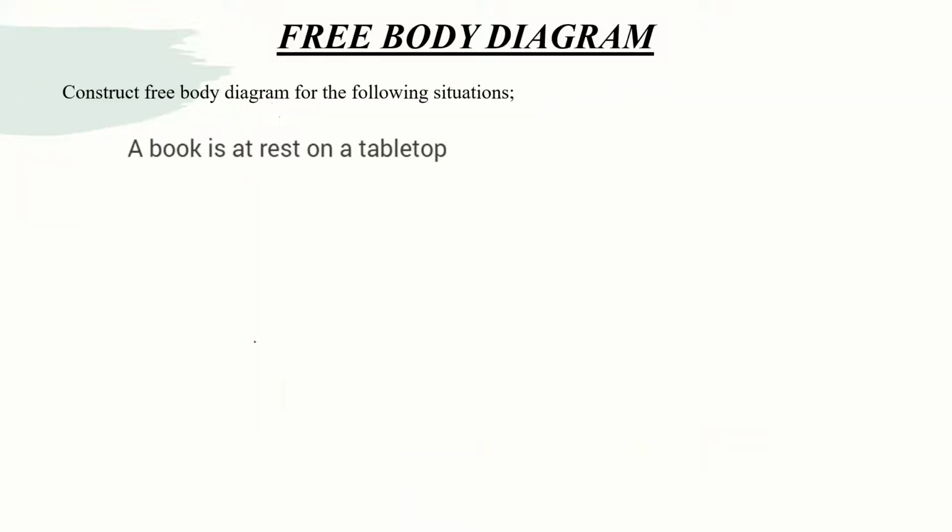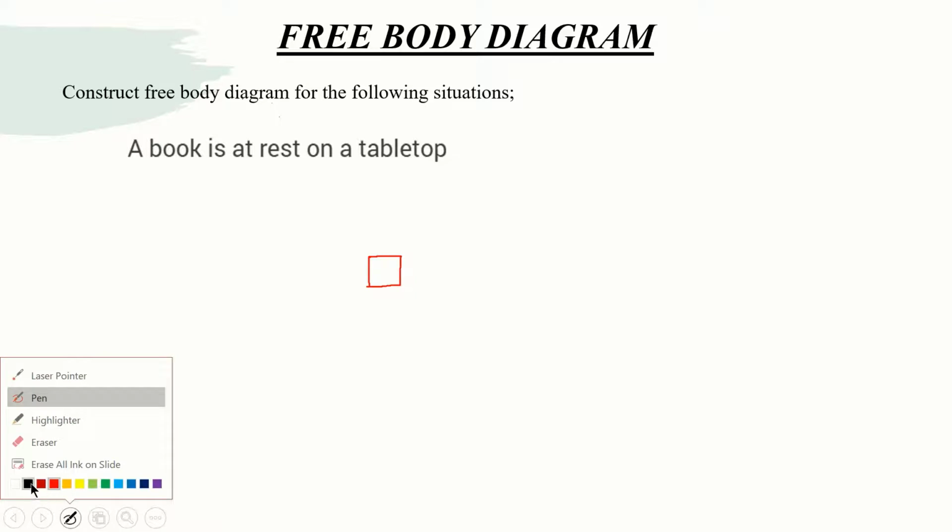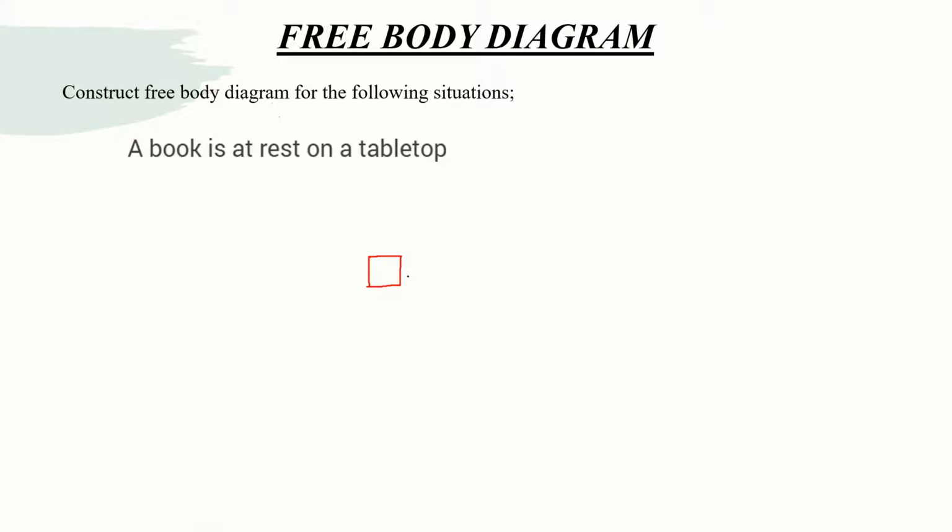Now, we are asked to construct a free body diagram for this situation. A book is at rest on a tabletop. The first thing I do is to draw a box for this book. The next thing I do is to identify the forces acting on this book. Now, the book is at rest, so there is no applied force. And the book is on a tabletop, so there is a normal force acting on the book.